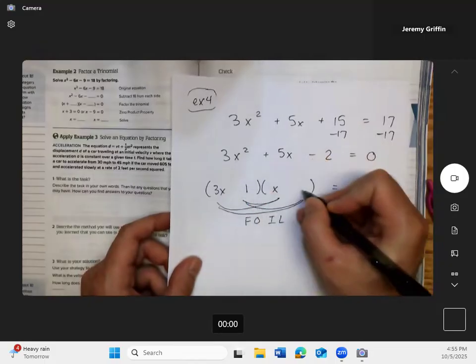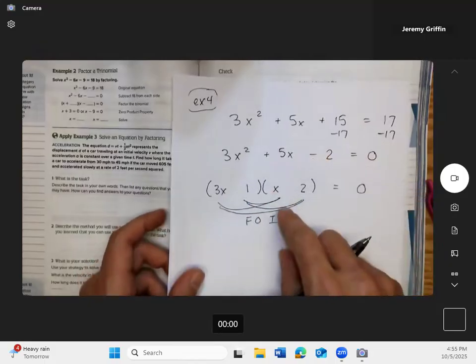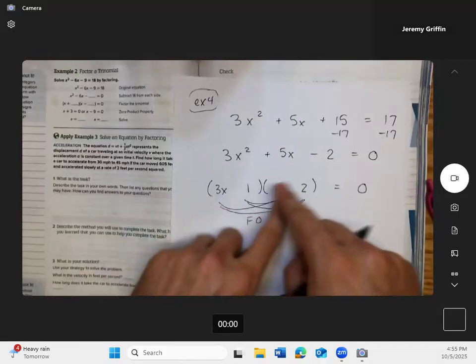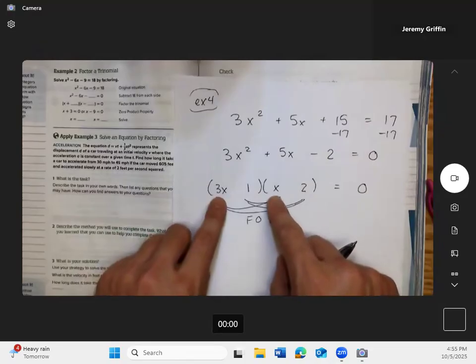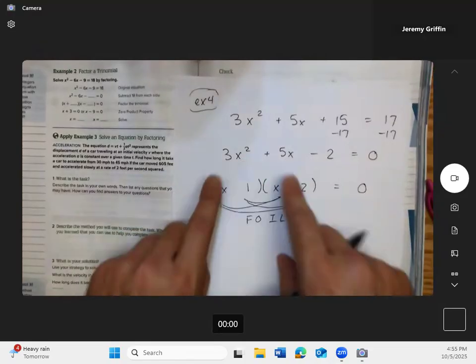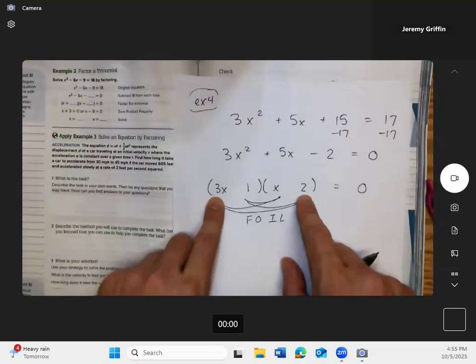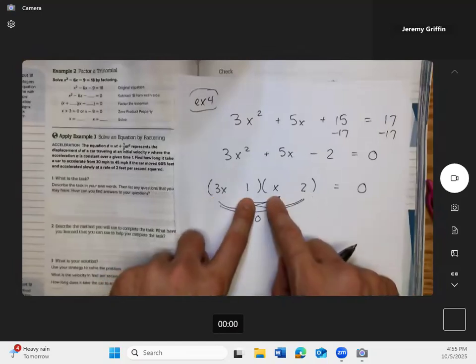Let's say I put the 1 here and the 2 here. Now I don't know what's positive or negative yet, or even if this is correct. Maybe I have to swap that, but we're gonna see. So 3x times x is 3x squared, got that. Now I could do 3x times 2, which would be 6x, and I could subtract off x.